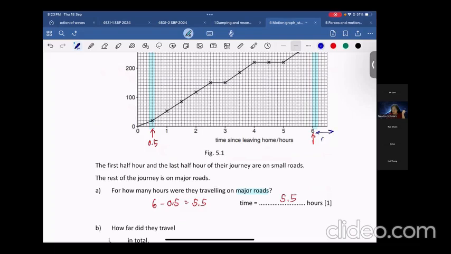Last half hour is on the small route. First half hour is on the small route. The rest of the time they are on the major route. So you use 6 minus 0.5. This is the answer, 5.5. Is it okay, Megan? 5.5.